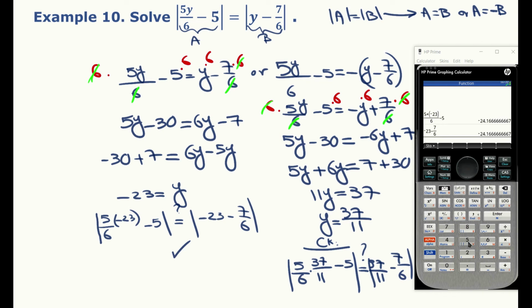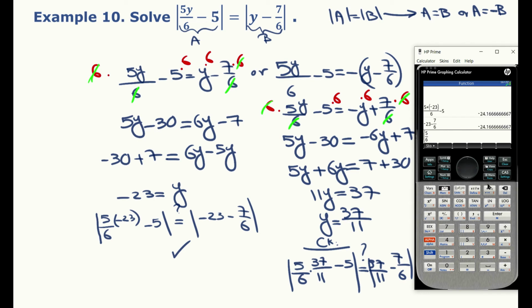So let's go ahead and start with this one. So 5/6 times 37 over 11. Okay, not like that, of course. I always forget to do that. So you have to watch how you put these into the calculator.